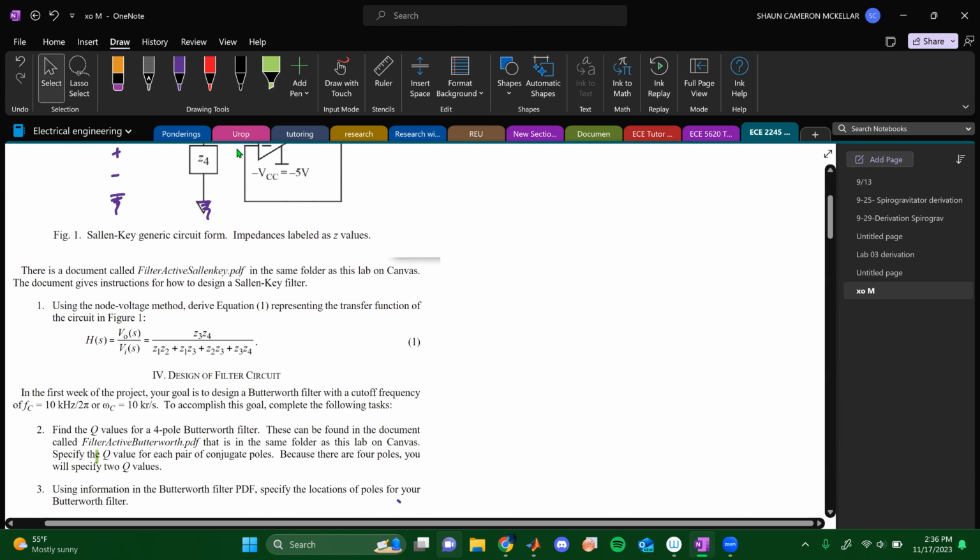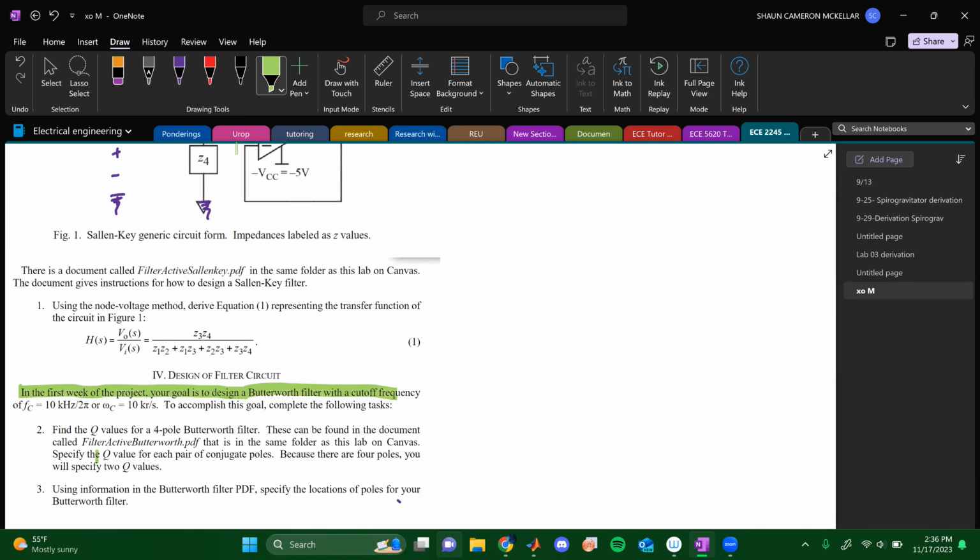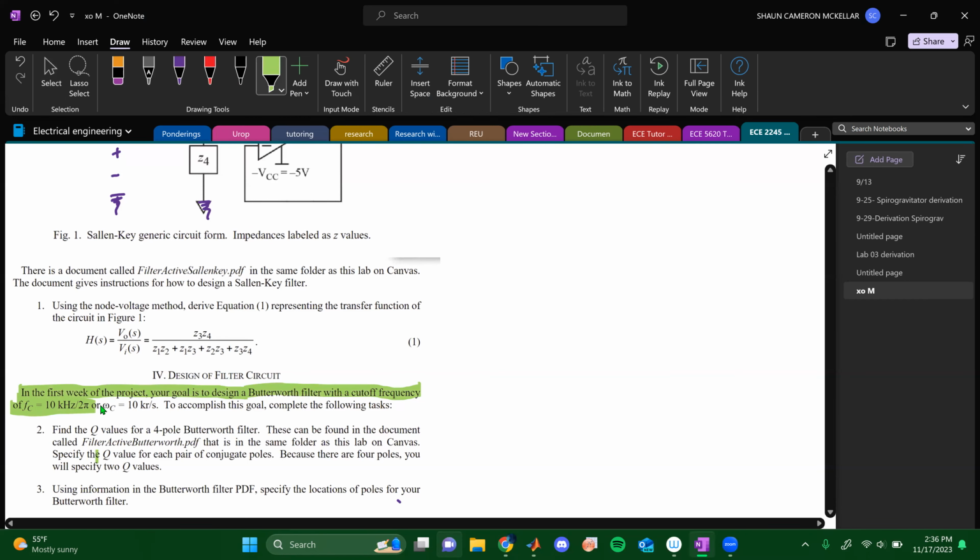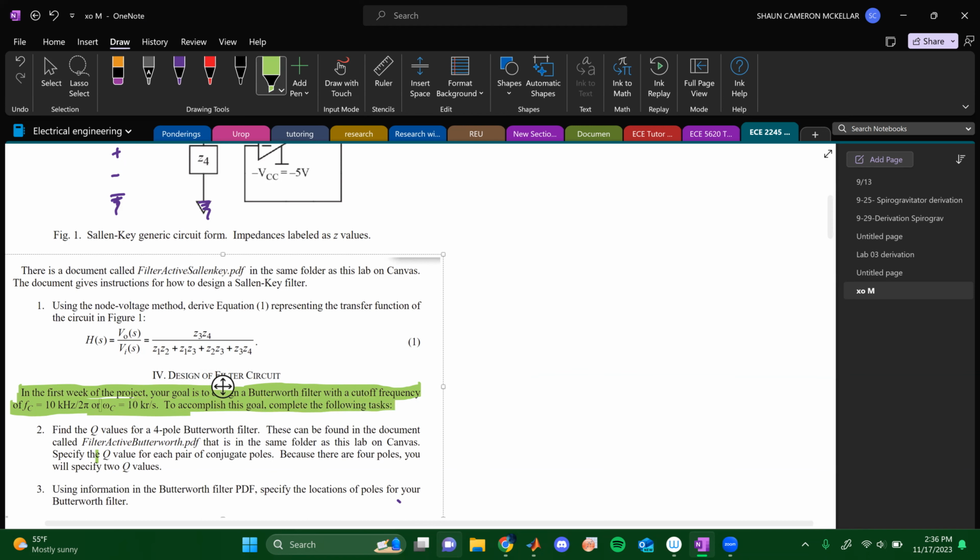It says, if you read through the lab, in the first week of the project, your goal is to design a Butterworth filter with a cutoff frequency of 10 kHz, or I guess that's the f sub C, and the omega C is 10 kiloradians per second. And then to accomplish this goal in the first week, you want to complete these different tasks.